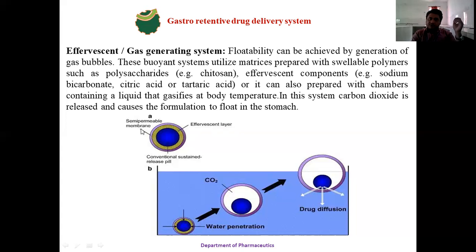So through the semipermeable membrane, the gastric fluid enters into the system and comes in contact with the effervescent component. Whenever the gastric fluid comes in contact with the effervescent components, it will release carbon dioxide. When there is a release of carbon dioxide, you can see in the second diagram that the system is a little bit increased in size. Because of that carbon dioxide, there is gas inside, and because of that it will float in the gastric fluid.